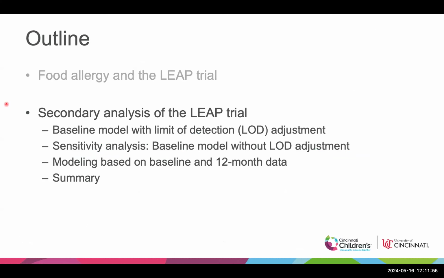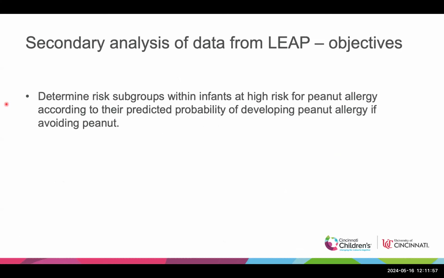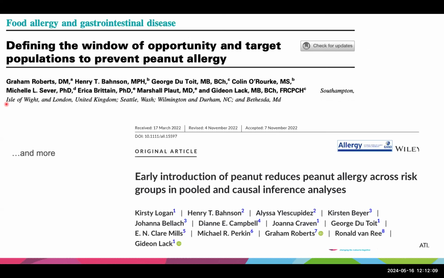So the secondary analysis of the LEAP trial data. What was our objective? The objective was to determine risk subgroups within infants at high risk for peanut allergy according to their predicted probability of developing peanut allergy if they avoid peanut. And we are not the first ones to do this. This is only 2 examples of papers to define the window of opportunity in target populations to prevent peanut allergy, or a recent 2022 paper, early introduction of peanut reduces peanut allergy across risk groups.